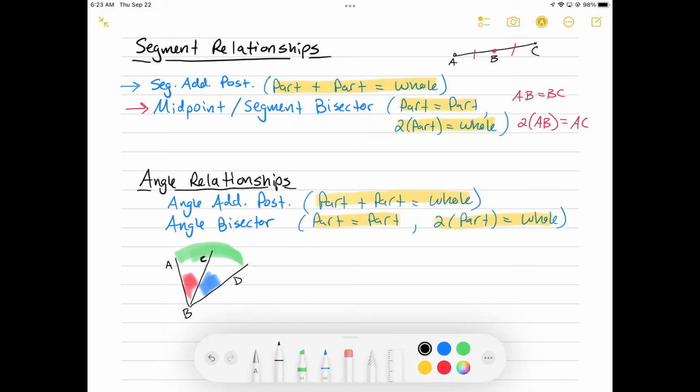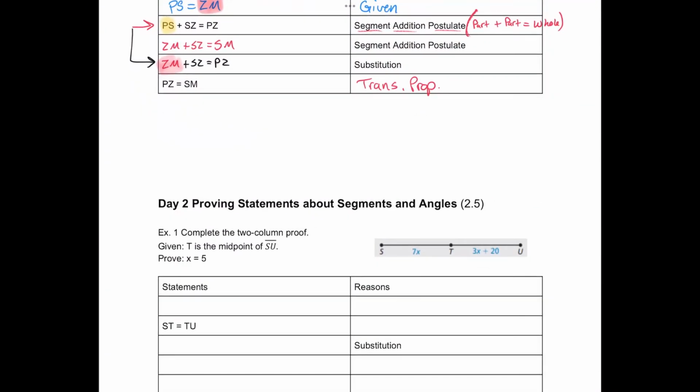But if I tell you that we have an angle bisector, hold on just a second, let me clear that out. If I have an angle bisector here, that means these are congruent angles to each other. They're equal. That means one part would equal the other part. So I could say the measure of angle ABC would have to equal the measure of angle CBD. Or 2 times one of the individual angles equals the whole thing as well. But we're going to use this part equals part equation a lot today, for both segments and angles. So let's take a look at the notes.